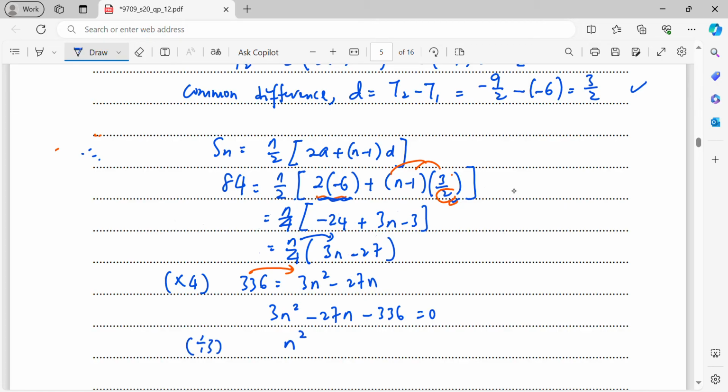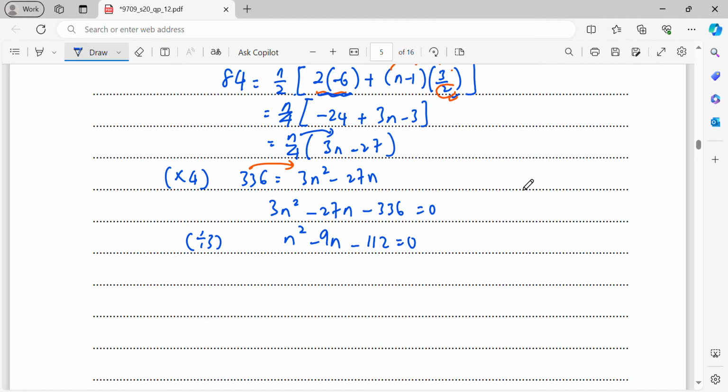Then you will get n squared minus 9n minus 112 equals 0. Again, factorize the quadratic equation. Then you will be getting (n minus 16)(n plus 7) equals 0. So one of them must be 0. So n minus 16 equals 0, or n plus 7 equals 0.